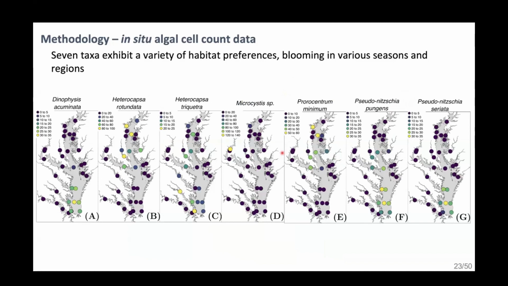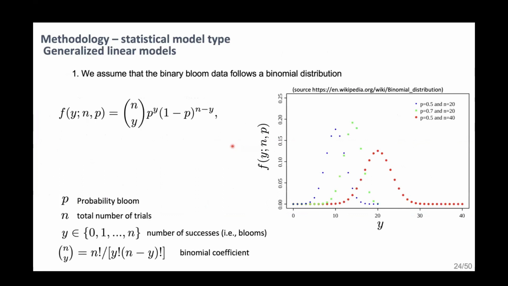And also, when we look at the spatial distribution of the number of blooms, we see a variety of habitat preferences. For example, Dinophysis acuminata typically blooms in the lower part of the bay, whereas Prorocentrum typically blooms in the upper part of the bay, and the more extreme case, Microcystis, blooms in the upper reaches of the tributaries in the freshwater regions. And again, this is important because we want to get conclusions that are more generic. Okay, we have training information.